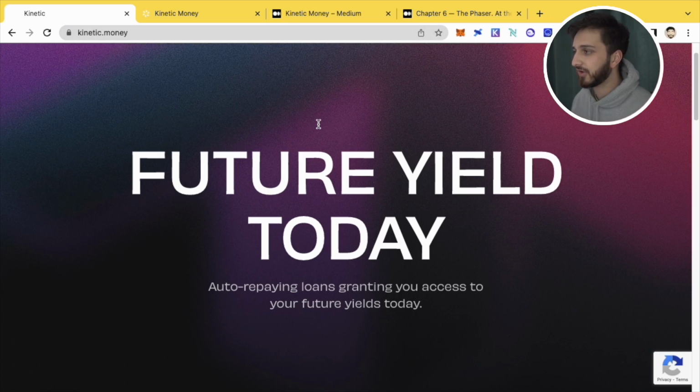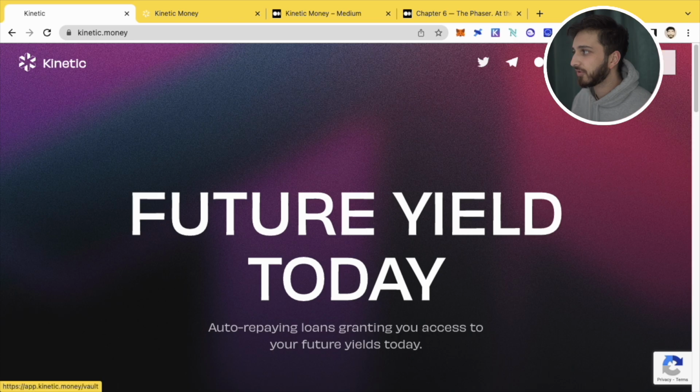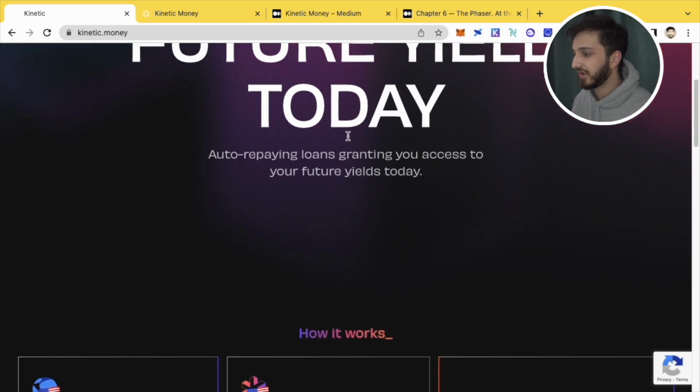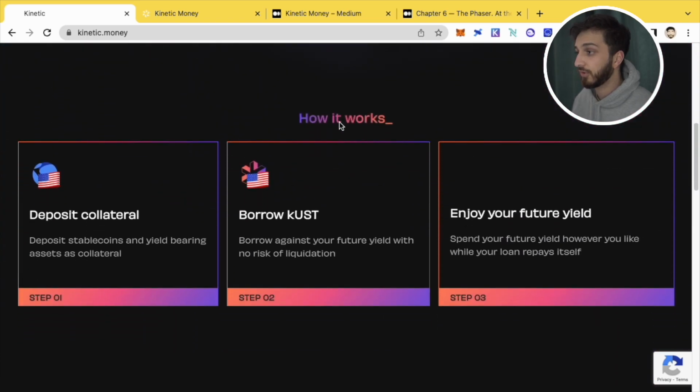So how do you access it? Well, you just need to go to Kinetic Money, and in the top right corner you'll see this button called Launch Kinetic, and it'll take you to the website, or to the application, sorry.